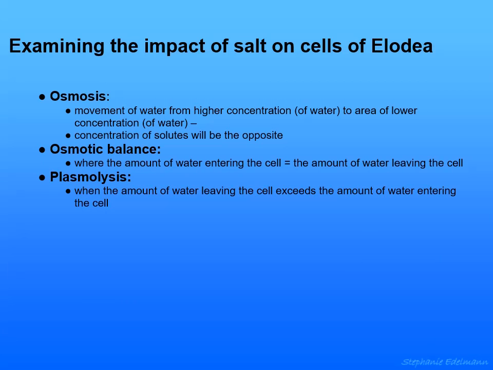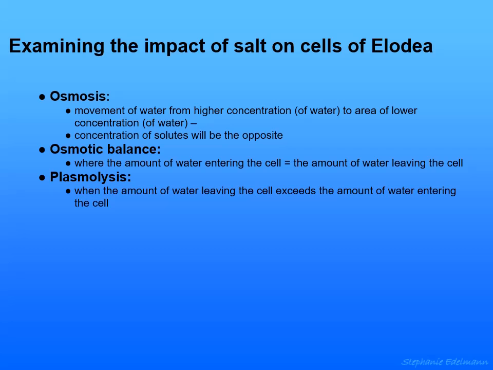Last but not least, we're going to talk about osmosis, and you're going to watch the impact of salt on the cells of Elodea. I talk in the lecture a little bit about osmosis, but basically osmosis is diffusion through a semi-permeable membrane, which leads to a net movement of water from a higher concentration of water to a lower concentration of water. And that usually means that water moves in the direction of where the solutes are higher.